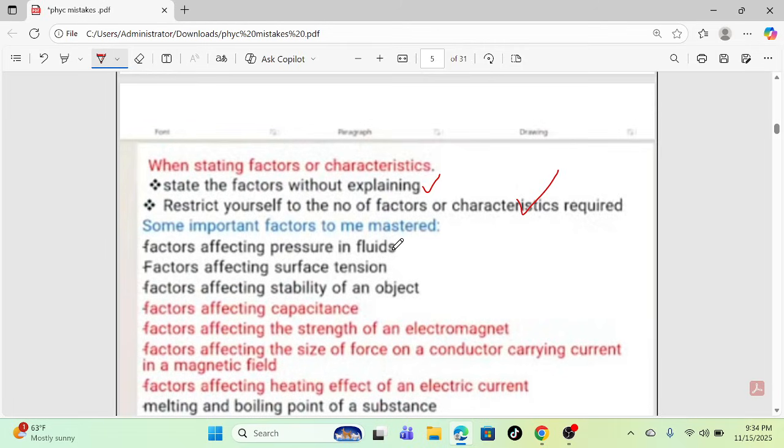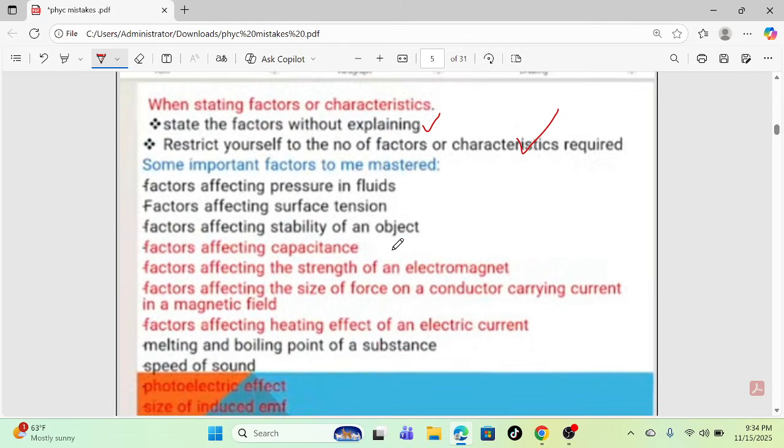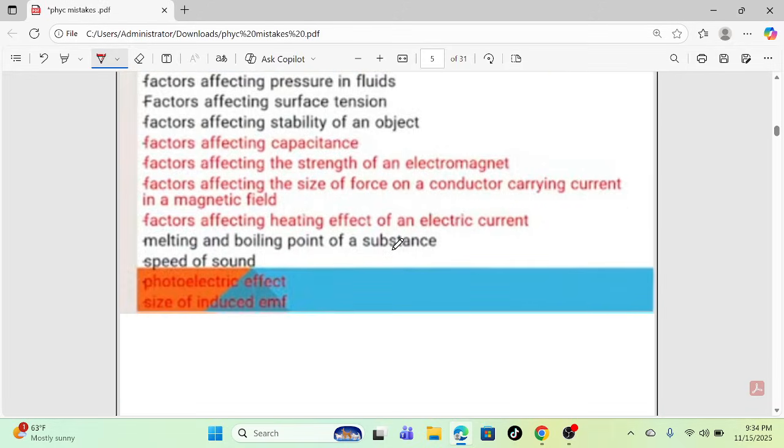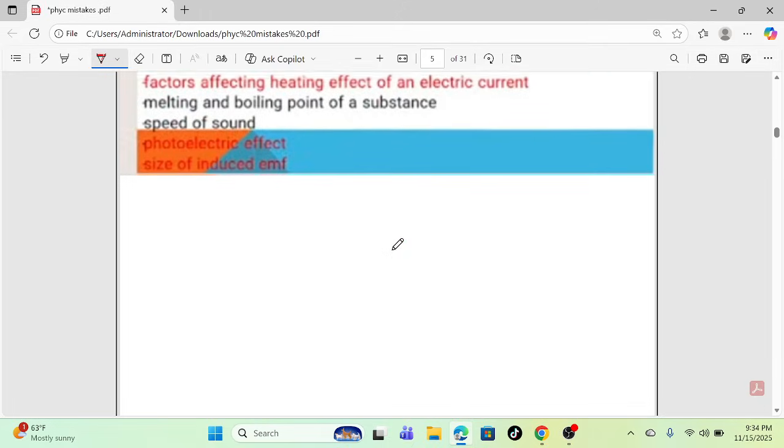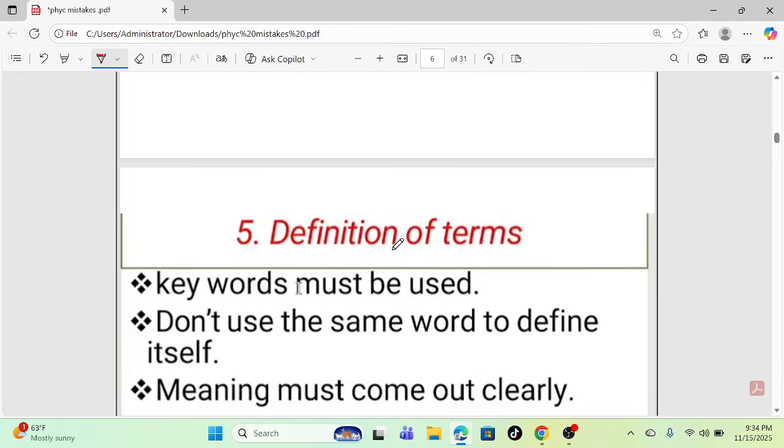Some important factors to be mastered are factors affecting pressure in fluid, factors affecting surface tension, factors affecting stability of an object, factors affecting capacitance, factors affecting the strength of an electromagnet, factors affecting the size of force on a conductor carrying current, factors affecting heating effect of an electric current, melting and boiling point of substance, speed of sound, photoelectric effect, and the size of induced EMF.